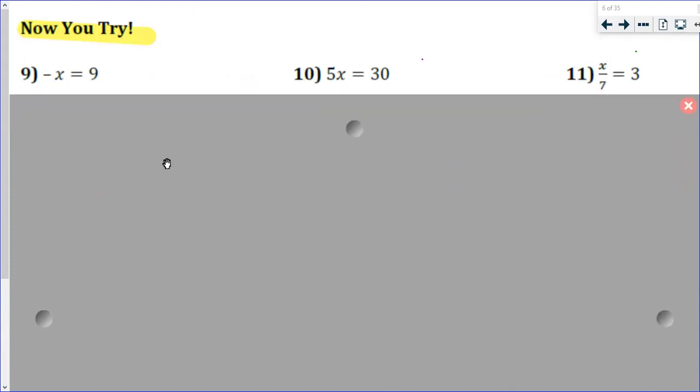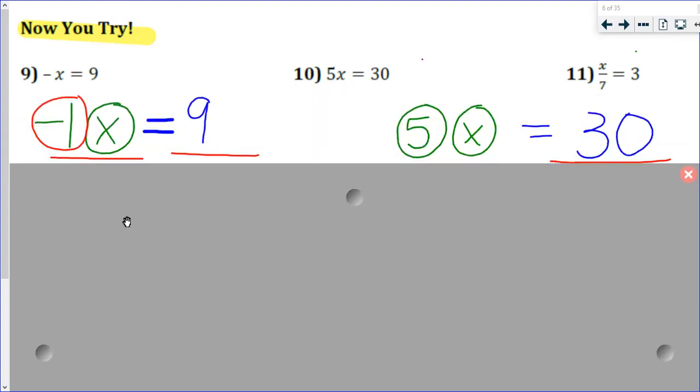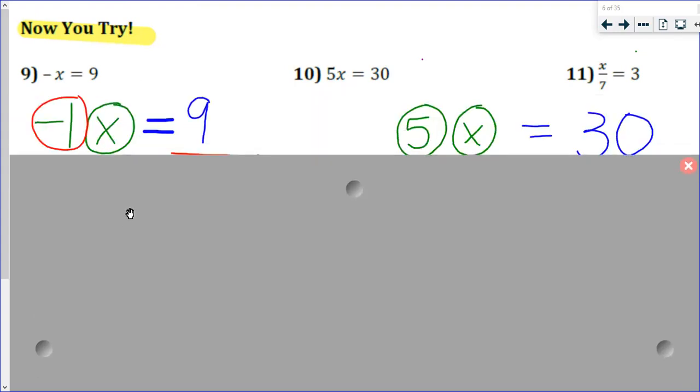Let's do number 9, 10, and 11. Negative x is equal to 9. 5x is equal to 30. So again, 5 is attached to the x through multiplication. They're attached to each other. The -1 is attached to the x, right? I'm trying to remove it. In order for the x to be a healthy x, you need to remove the thing that is attached to it. We need to perform surgery. So I'm going to rewrite the first question as -1x is equal to 9.